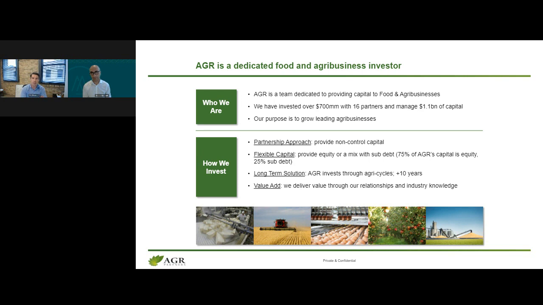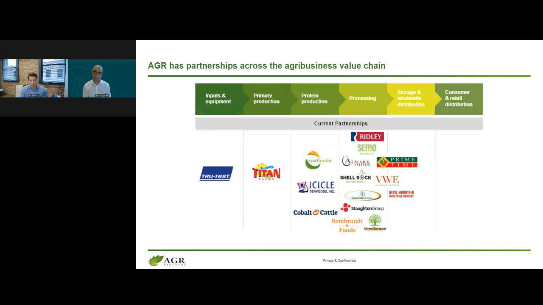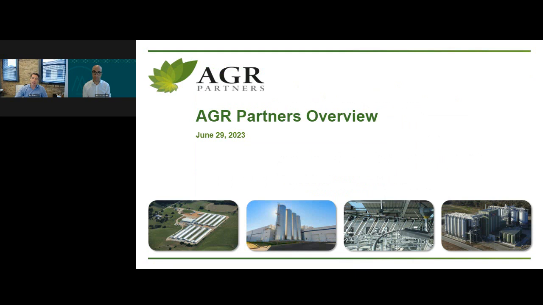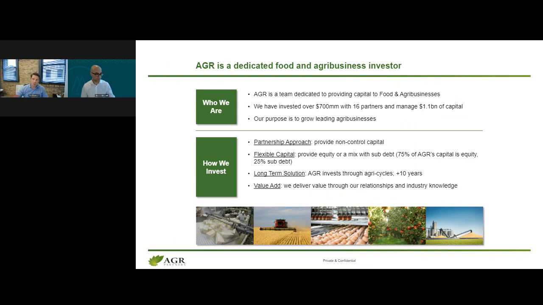We've got a team based out of Davis, California, and Chicago, where I'm based, and we've invested over $700 million to date with 16 different partners and manage $1.1 billion in capital. We're pulling that out of our growth equity fund, where we're typically investing in the business itself, as well as an ag infrastructure fund, which is more asset-heavy opportunities, which obviously for the food and ag world is familiar territory.